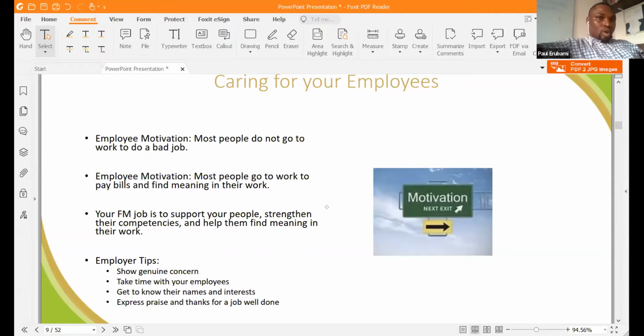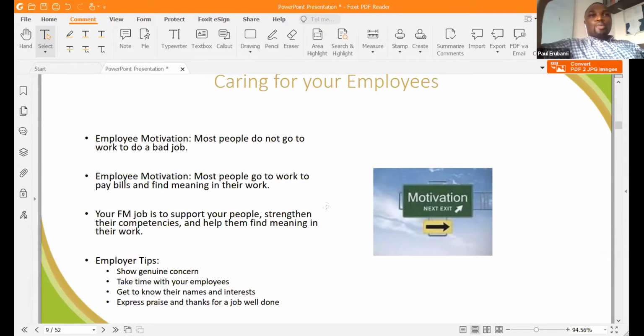Interestingly, facility management runs on a 24-hour basis, but fortunately you only have 8 hours to work on a daily basis, which means when you are out of your facility, some of your facilities are still running, and people are still there running them. So it is very important that as a manager, you show some level of care and concern towards your employees, because it's a kind of catalyst, a kind of motivation.